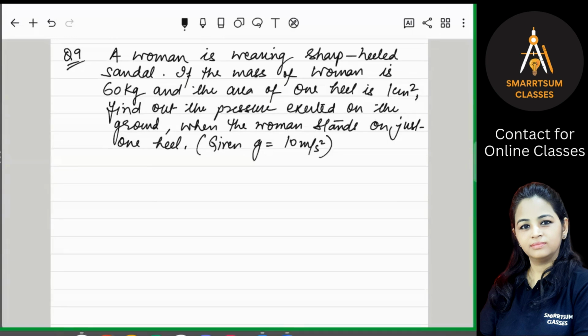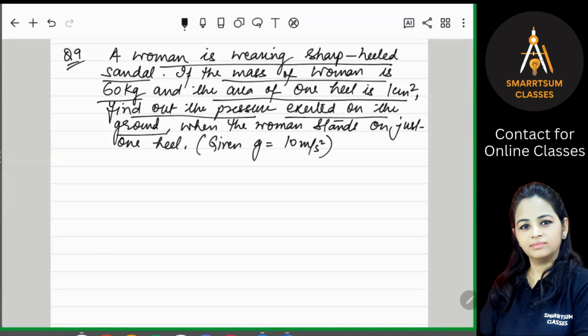So look at this question. A woman is wearing sharp-heeled sandals, and the mass of the woman is 60 kg. The area of one heel is 1 centimeter square. Find out the pressure exerted on the ground when the woman stands on just one heel.